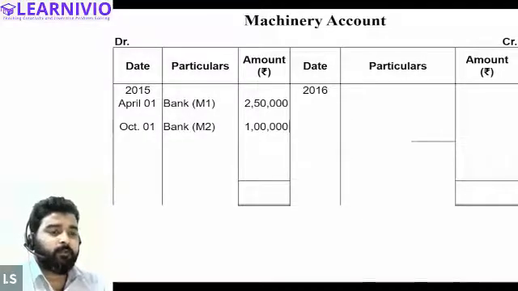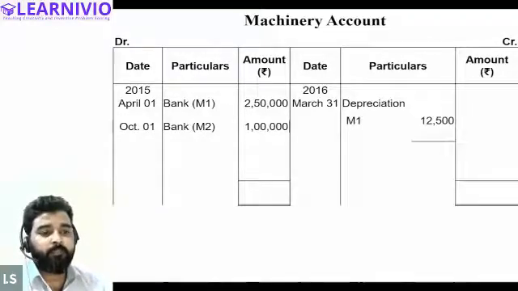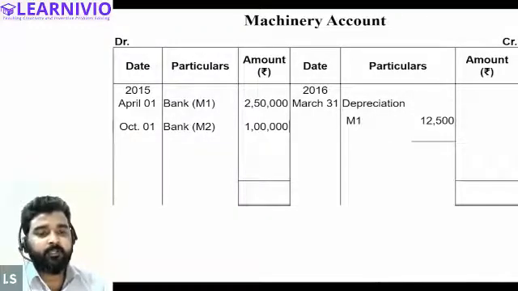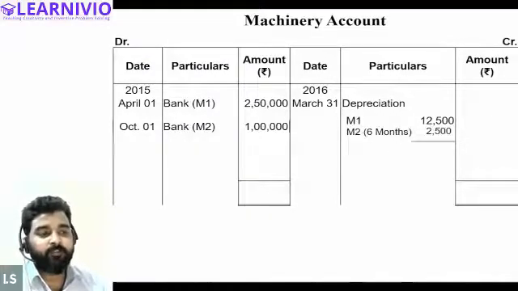Then we will have to charge the depreciation. On the first machine, depreciation will be applicable for the complete year, but for the second machine depreciation will be applicable for the 6 month period only, right? So for one complete year, depreciation on 2,50,000 at the rate of 5% per annum will be 12,500. And on the second machinery, 5% depreciation for half a year, 6 months, will be 2,500 only. So the collective value of depreciation will be 15,000. And now we will find out the closing balances of both the machines.